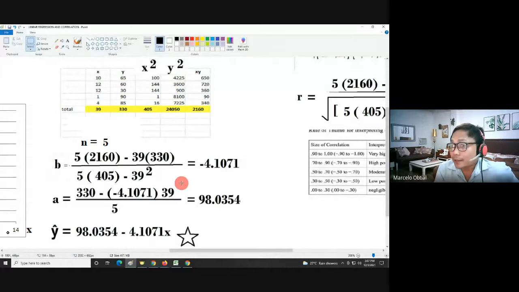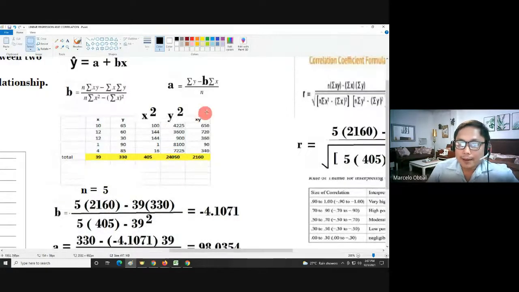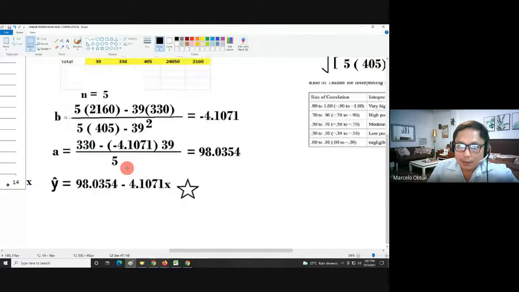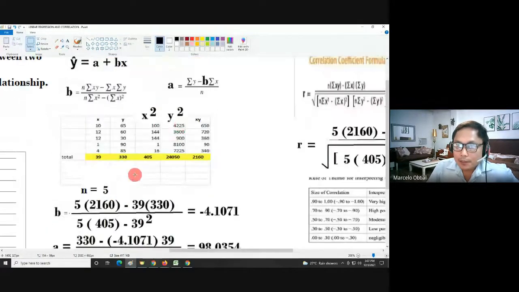Let us agree on this, class. Kapag hindi pa final answer, kindly enumerate at least 4 decimal points. Now next, to solve for your A or your intercept, ito yung formula. Summation of Y should be 330. Ito is 330 dito. Summation of Y minus B. Ito na yung B natin.